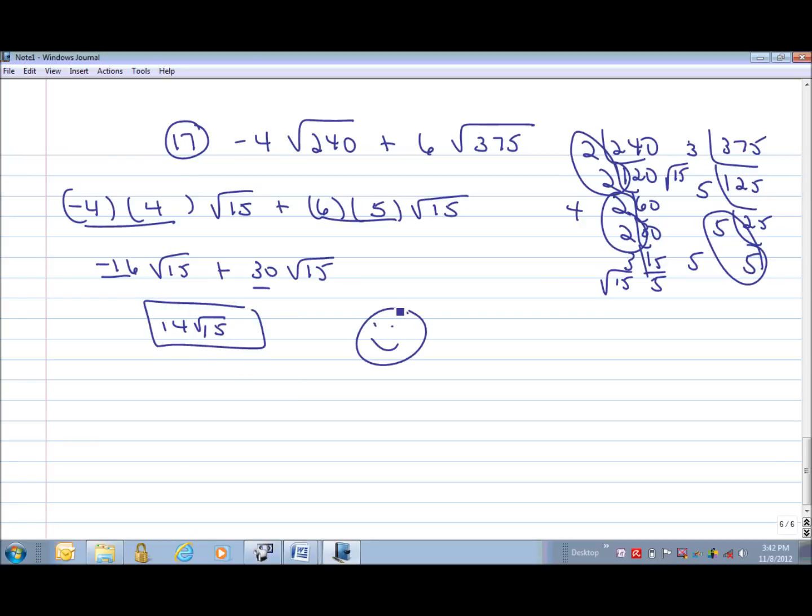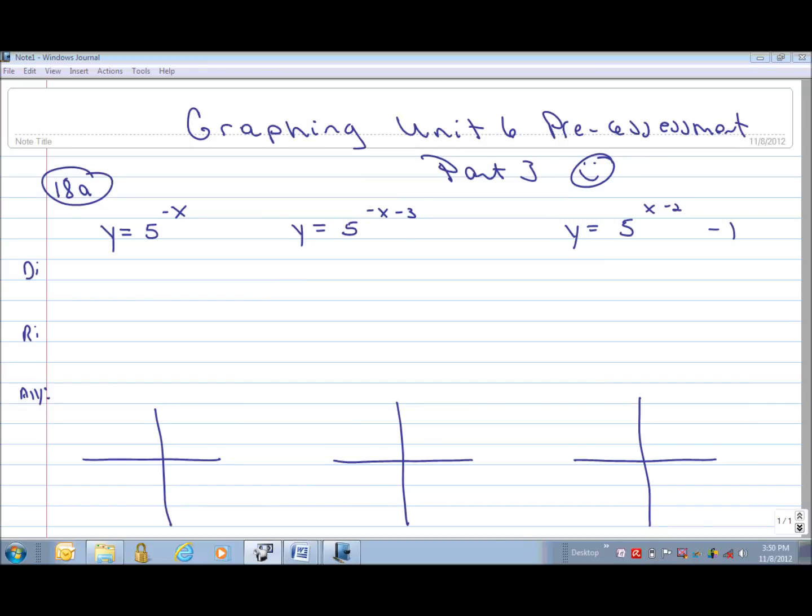All right, go Bearcats. On the next little part, we will graph. All right, Bearcats, we're going to continue this time with our graphing part. Notice that we have 3 graphs here, all exponential, all base 5.